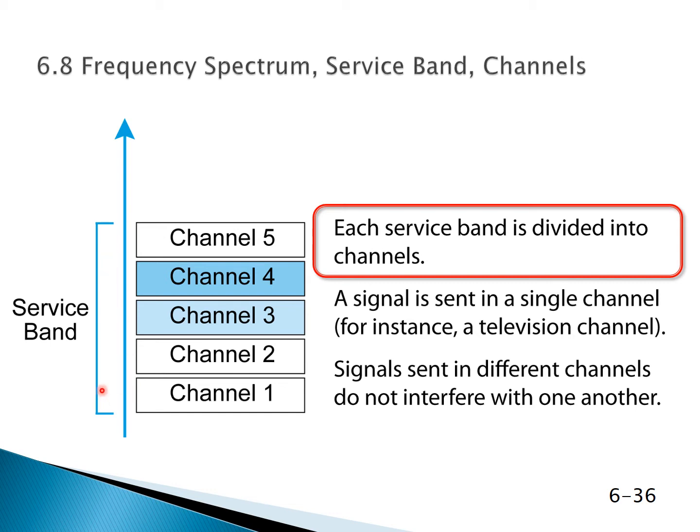So that's what the service band looks like. For example, this one is for TV, and within the TV band you can have different channels. Maybe some channels are assigned to television company one, and some channels are assigned to another television company.